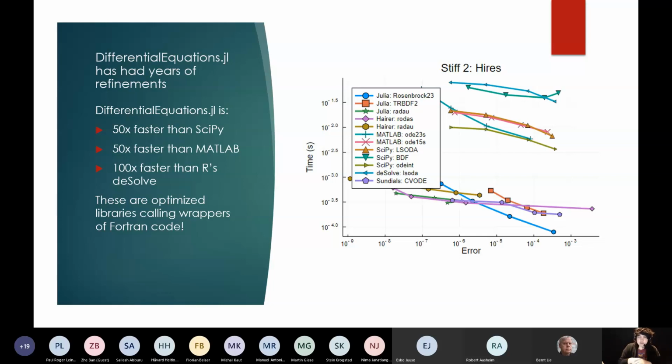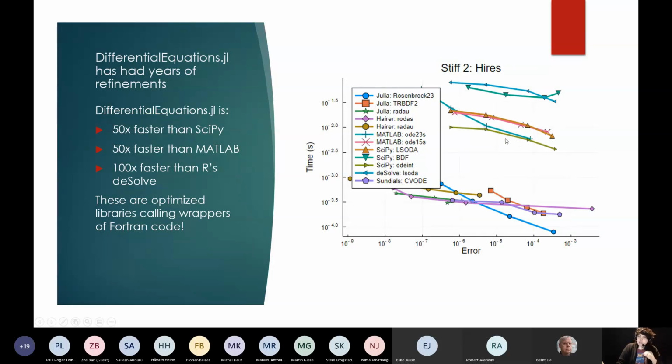And so if you time it against things like SciPy, MATLAB, or R, you see that it's about 50 times faster than SciPy, 50 times faster than MATLAB, 100 times faster than R's deSolve. Even though these are calling optimized wrappers, because a lot of this actually has to do with the way we're optimizing the higher order function and directly recompiling differential equations within the solver itself and allowing for interprocedural optimizations. And so against these other high order languages, we're seeing orders of magnitude performance gains.